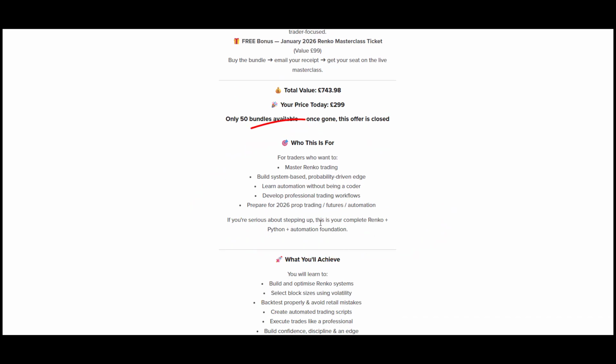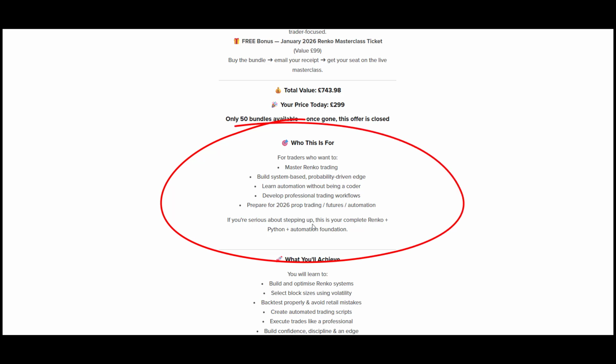Who's this for? Well, it's for a plethora of different backgrounds in the world of trading. For those who want to just master Renko trading, build a system-based, probability-driven edge, learn about automation without being a full-on coder, develop professional trading workflows and prepare for maybe prop trading challenges in 2026, futures trading automation. So if you're serious about stepping up in 2026, this is the complete bundle for you.